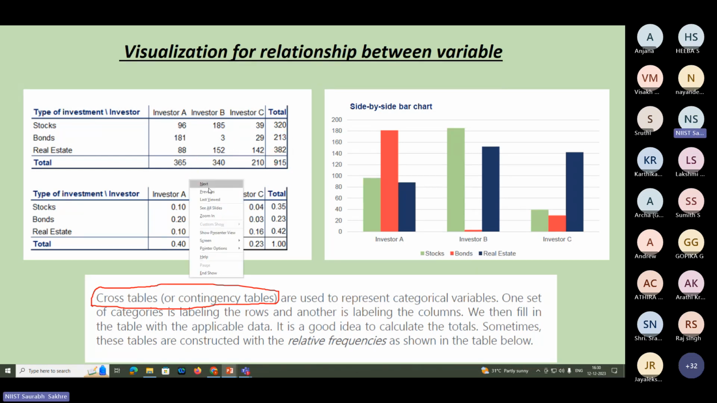So why did we create this? Actually, this is a simple example. You may perceive it as a very simple table, but when you are dealing with large data, a contingency table is very useful. So here 365, 340, 210.